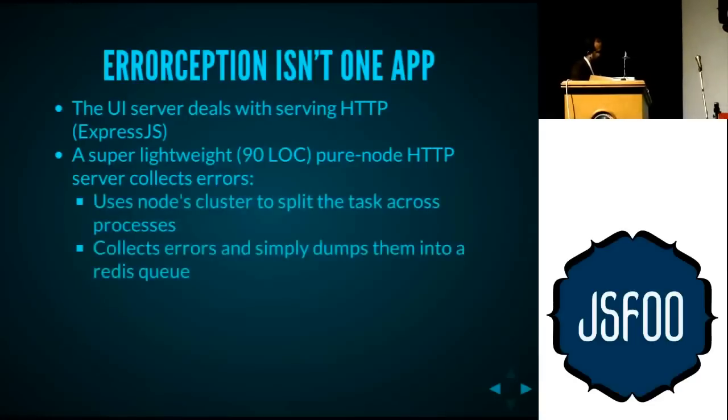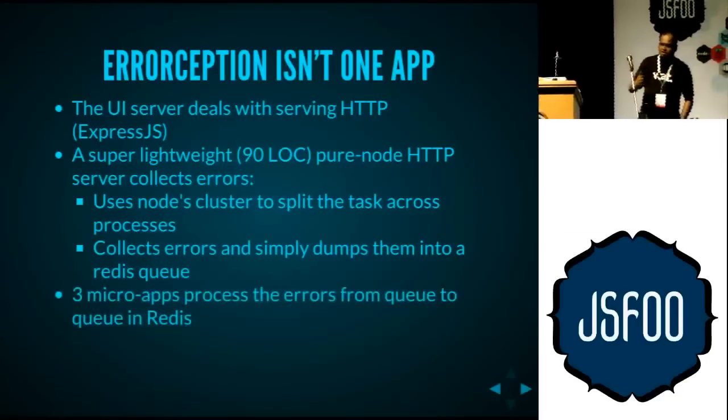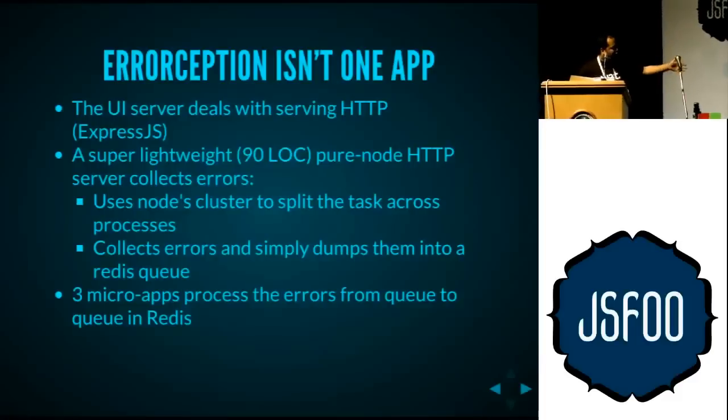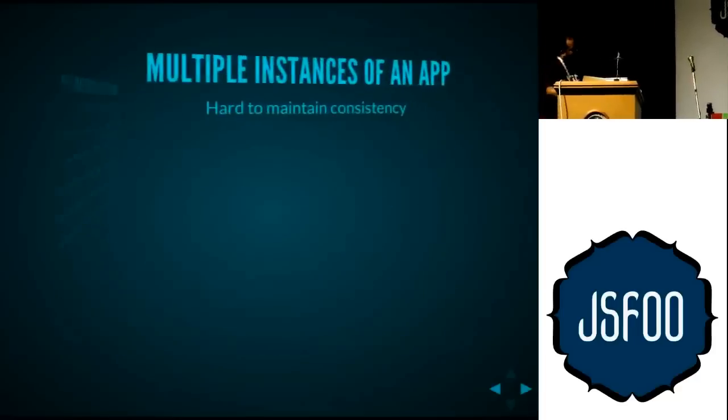Yeah, it uses cluster and it dumps them into a Redis queue. And then there are multiple stages through which the error will pass, going from app to app, queue to queue, and then finally getting written to the database. So you can think of these as being map operations, and then finally it gets reduced to Mongo. It gets written to Mongo, so that's sort of like a reduce operation. So it's like map and reduce happening, but it's using Redis and Mongo as the storage and communication layers.